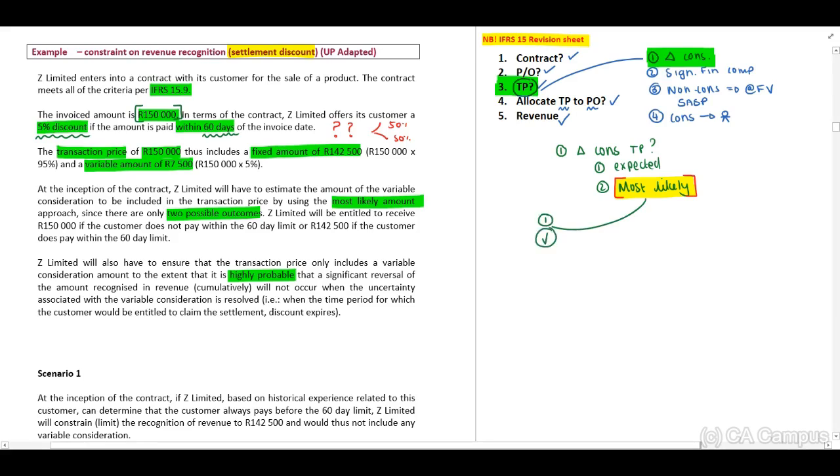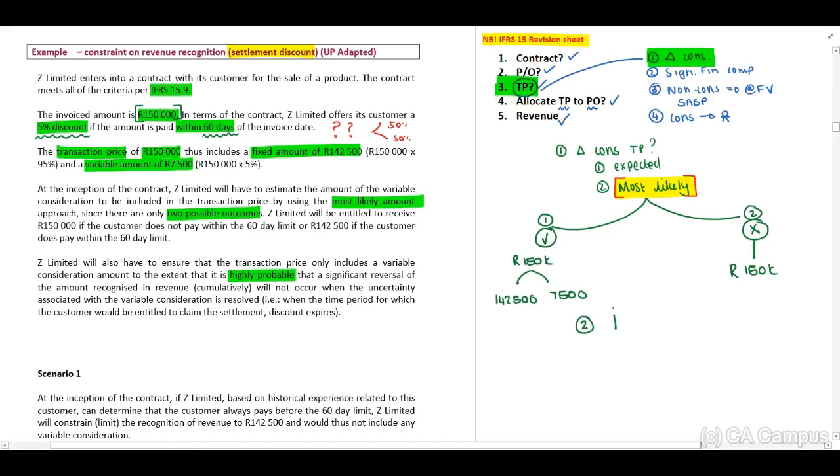If we calculate the value on our most likely option, the first option can be that our customer will settle the amount, and then our total 150,000 we need to split between the fixed portion 142,500 and the discount portion 7,500. Or option number 2 is no, our customer will not pay, and then we will have to recognize the total 150,000.